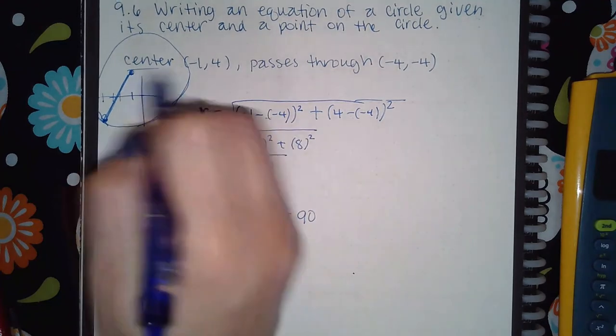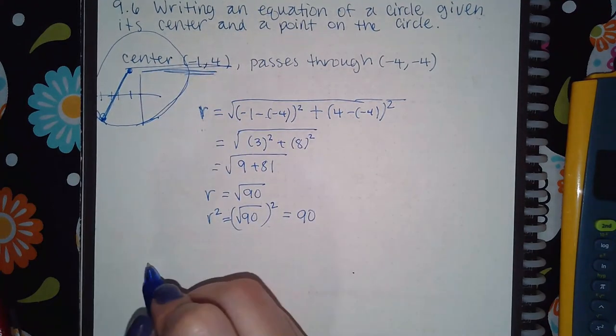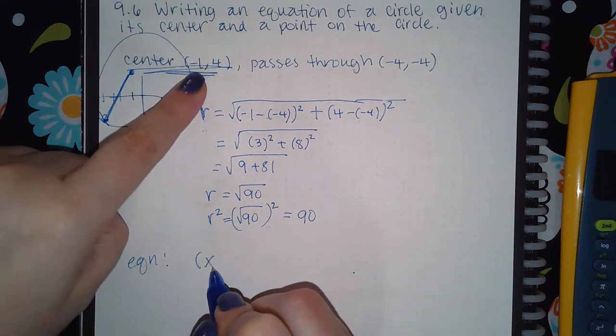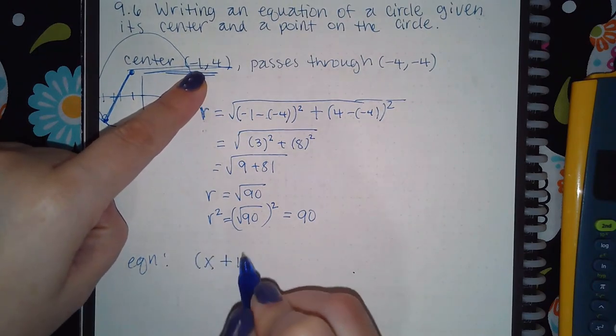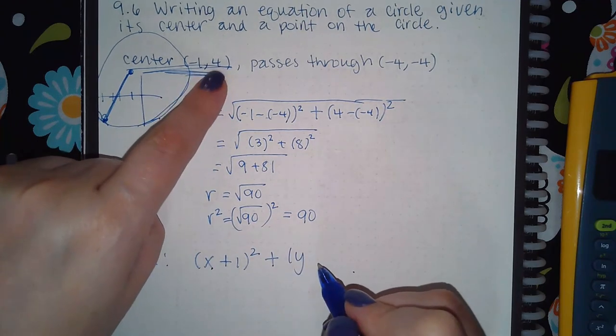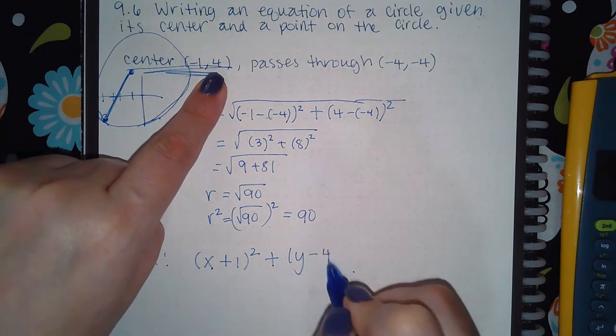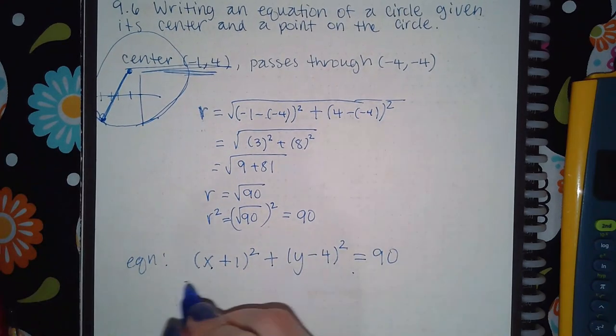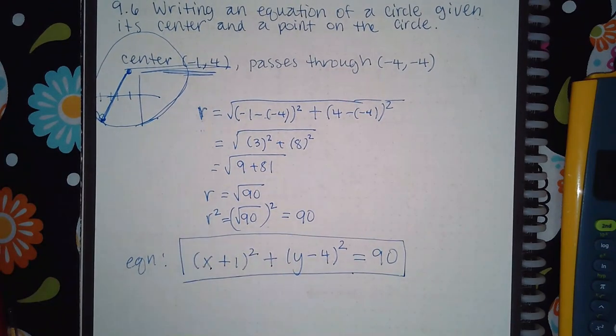And since we already know the center, you can write the equation. It's going to be x, the opposite sign of the x value, so +1, plus y, the opposite sign of +4, is -4, and then your radius squared, which is 90. And so that's the equation that they need for this particular problem.